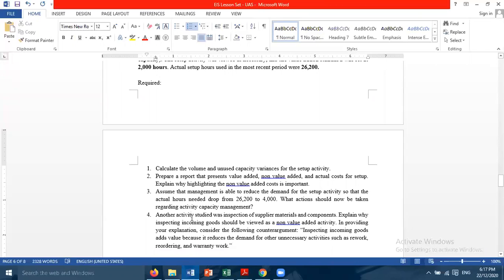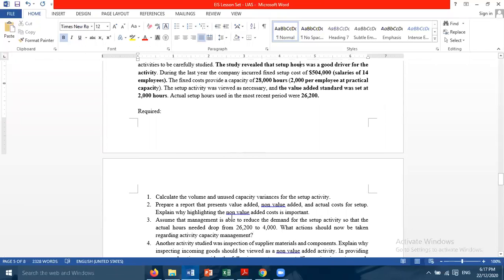And four, another activity studied was inspection of supplier materials and components. Explain why inspecting incoming goods should be viewed as a non-value-added activity. In providing your explanation, consider the following counter-argument. Inspecting incoming goods adds value because it reduces the demand for other unnecessary activities such as rework, reordering, and warranty work. Okay, wait, sorry.